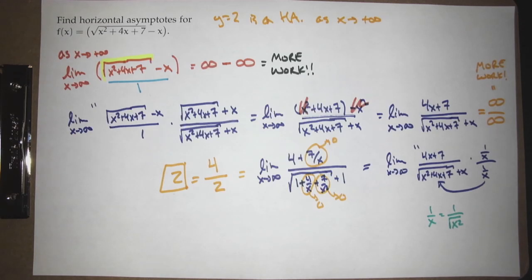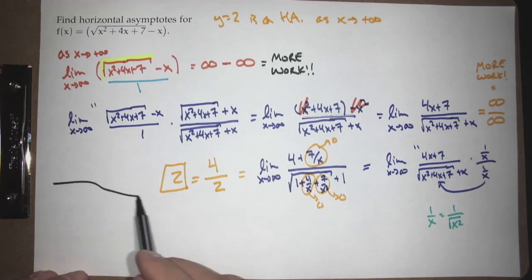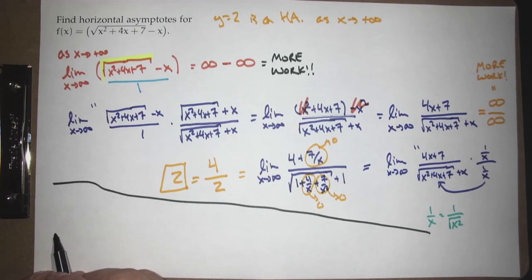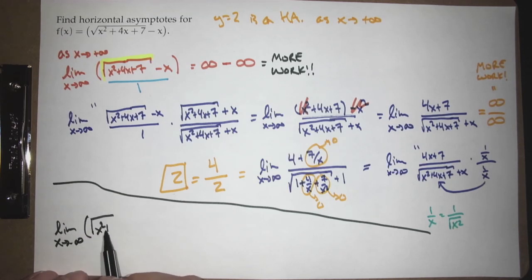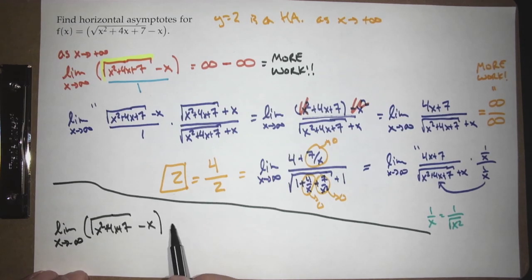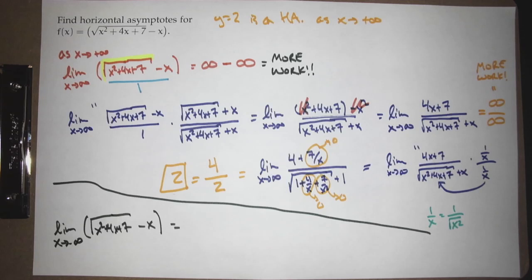Now what do we need to look at? Negative infinity. Oh no. What could happen here? Limit as x goes to negative infinity of the square root of x squared plus 4x plus 7 minus x does what? What's happening to that first term, the square root of x squared plus 4x plus 7? What's it doing? It's getting big.